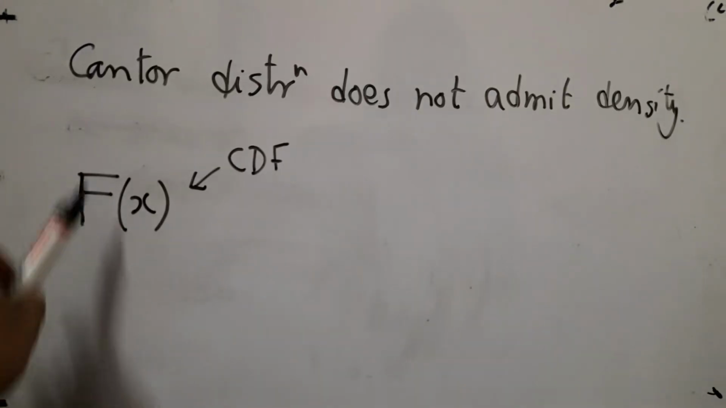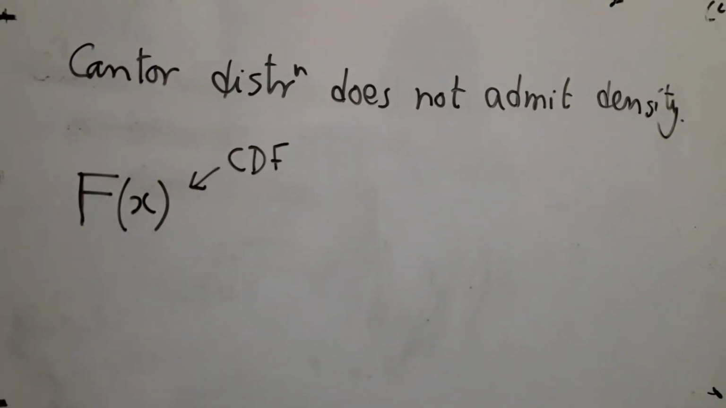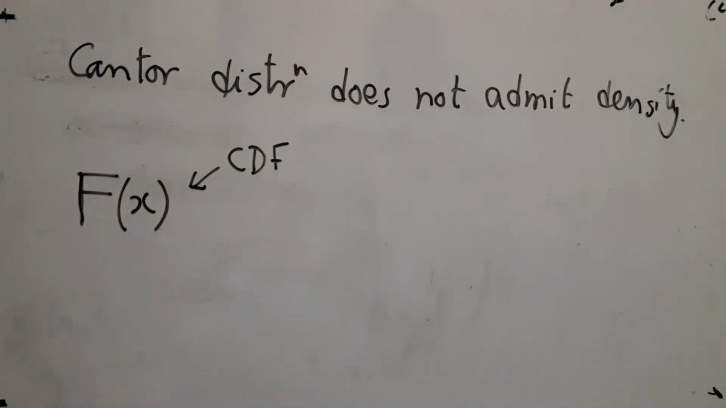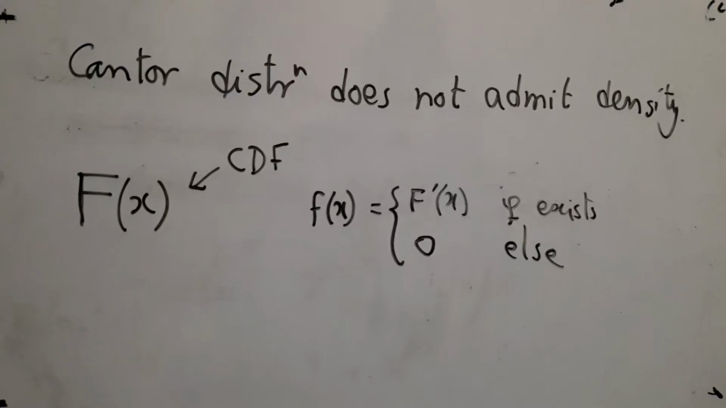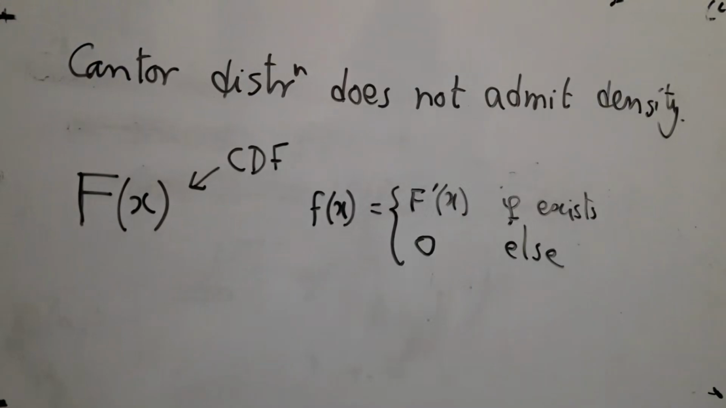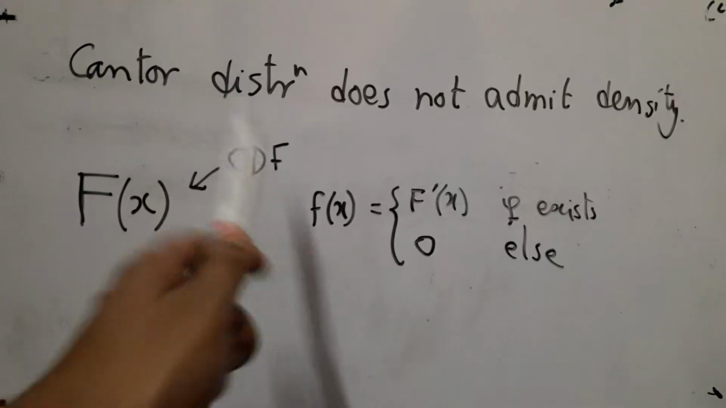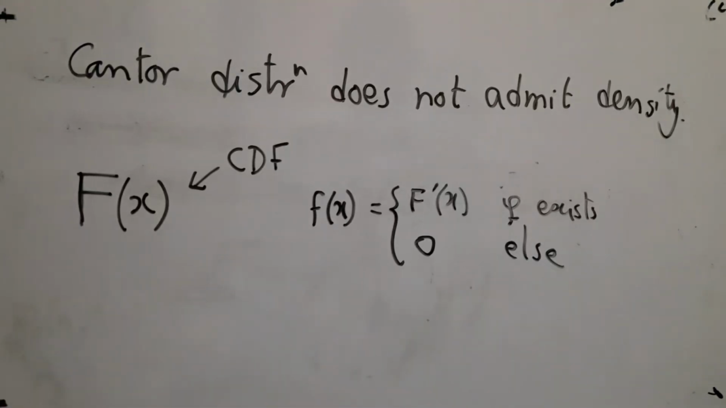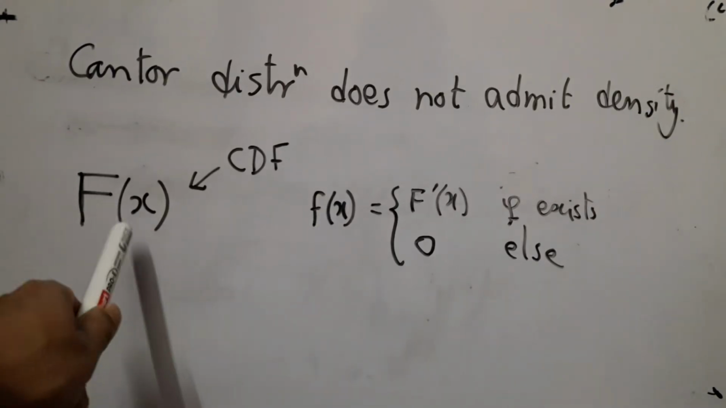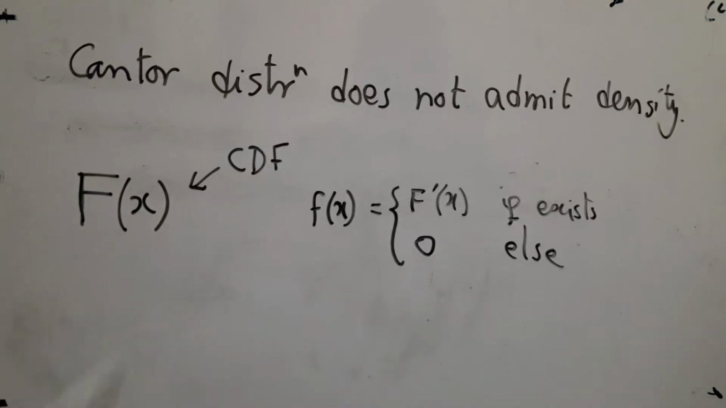It doesn't have to be anything to do with Cantor distribution yet. I am just stating a result. I want to check if it admits a density or not. Then what I can do is define a potential candidate for a density as little fx, which is the derivative of Fx whenever the derivative exists. Otherwise, I set it equal to 0. I claim that this is the best candidate for being a density, which means if this function is not a density function, then no other density function can work here.